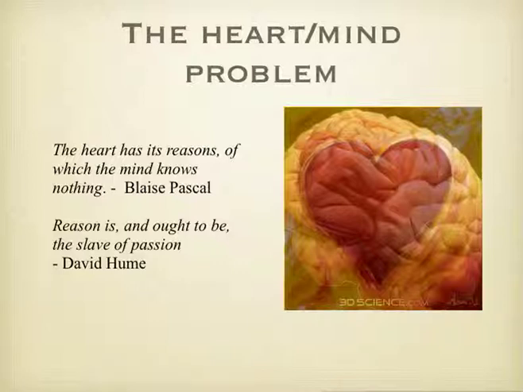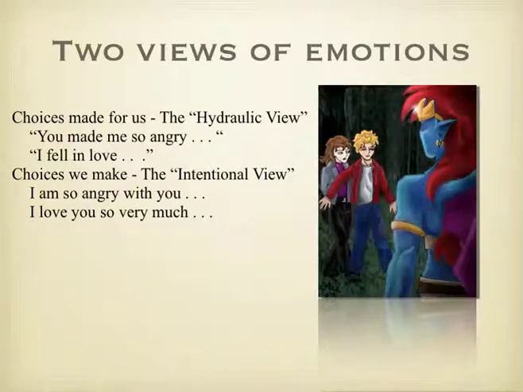Blaise Pascal put it this way: the heart has its reasons of which the mind knows nothing about, and posited that there was basically two parts to us that are completely separate from each other. David Hume, same thing: reason is and ought to be the slave of passion. Seeing that there was two basically competing different parts to us, one a rational part and one an emotional part, which has led to two conflicting views of emotions.